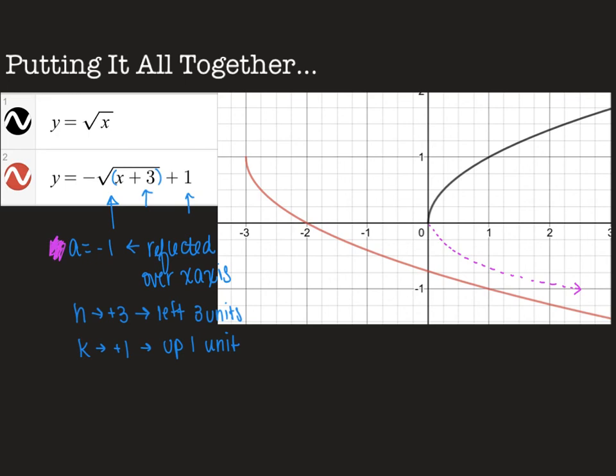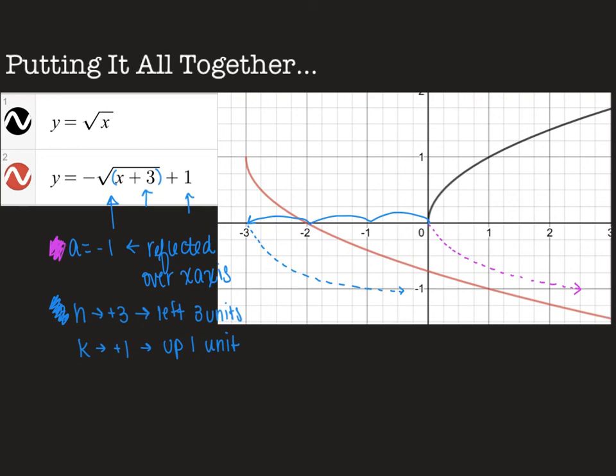Then we saw, okay, the H told us it's going to be moving to the left 3 units. So what that means for me is I'm going to take every point and move it to the left 3 units. I'm going to take this endpoint right here and I'm going to go 1, 2, 3 units. So now this is my function, and that was done in blue. So I moved it to the left 3 units. So step 1, I reflected. Step 2, I moved it to the left.